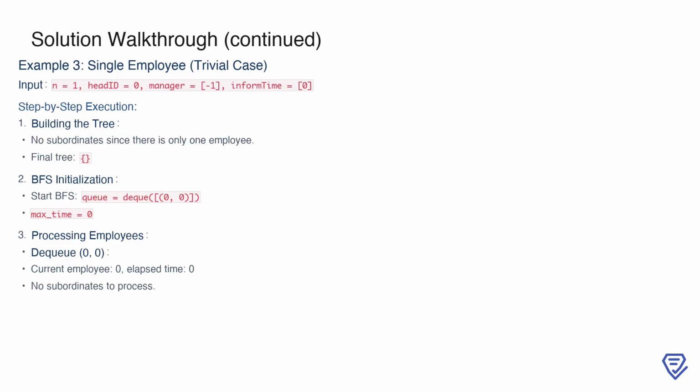Since there are no subordinates, there is no tree to build. The BFS process starts with the single employee at time 0 and max_time initialized to 0. During the traversal, we dequeue the head employee, but since they have no subordinates, no further processing is required. The traversal concludes immediately, and max_time remains 0. This means no time is needed to inform anyone, as there are no other employees in the organization.